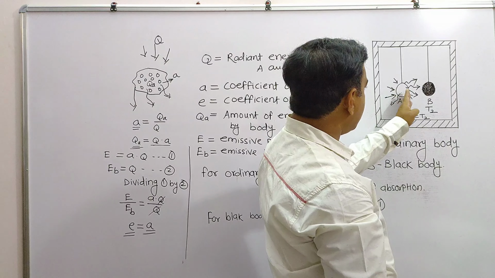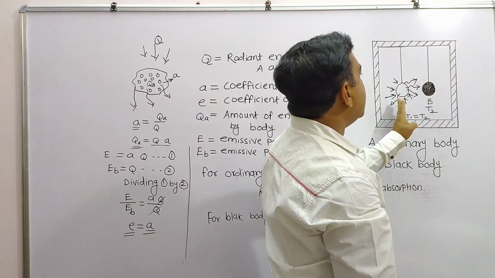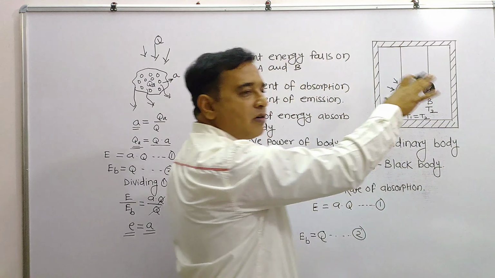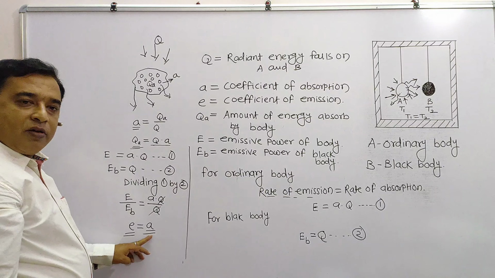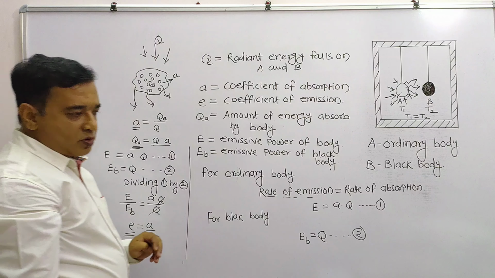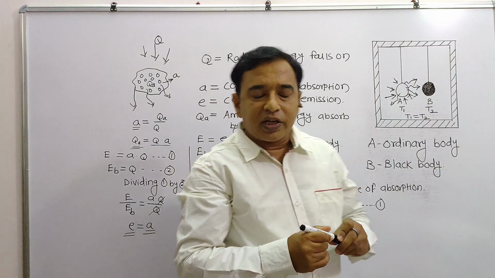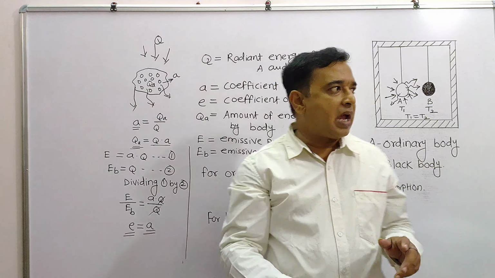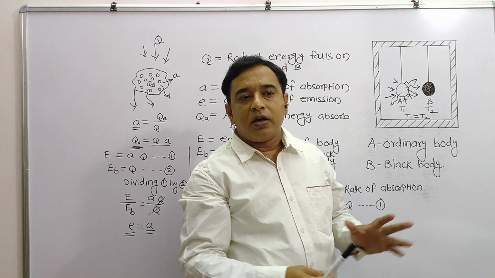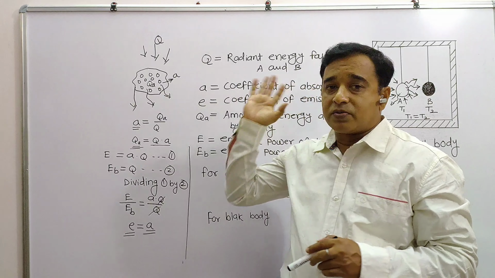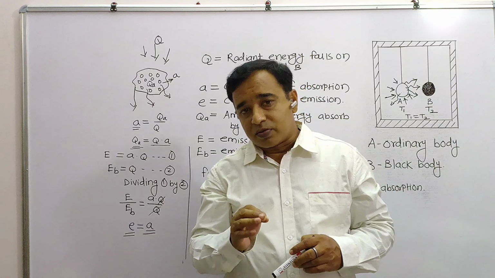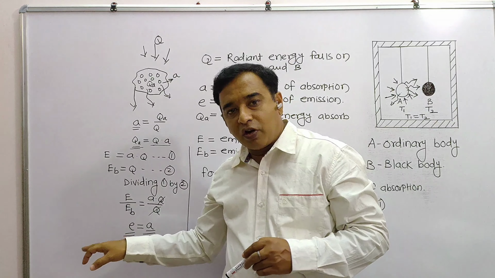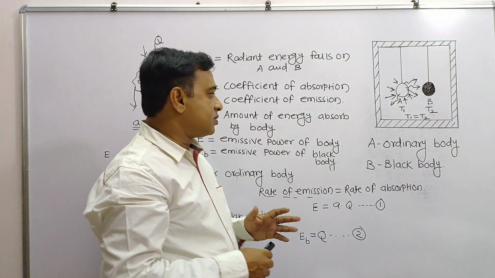as whatever amount of energy is released by body A to body B is absorbed, and after some time both are equal. That means, once again, for the given body, the coefficient of absorption is equal to the coefficient of emission at a given temperature, which is known as Kirchhoff's law. That is the statement for Kirchhoff's law, that at a given temperature the coefficient of absorption is equal to the coefficient of emission.